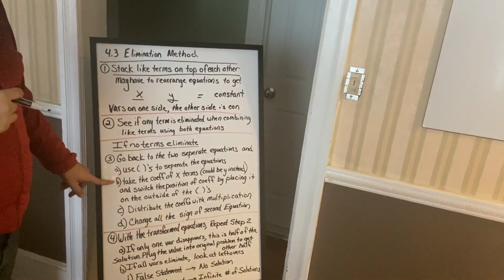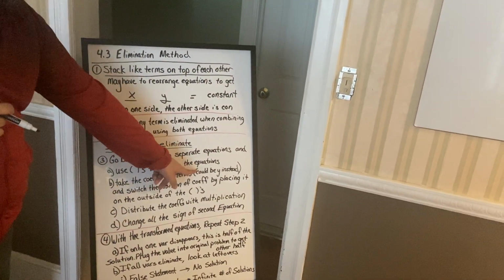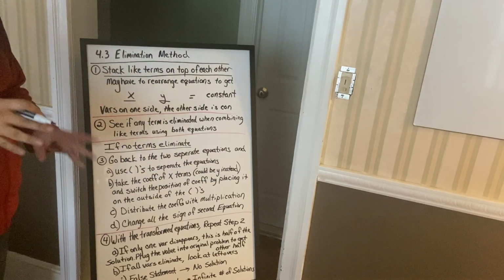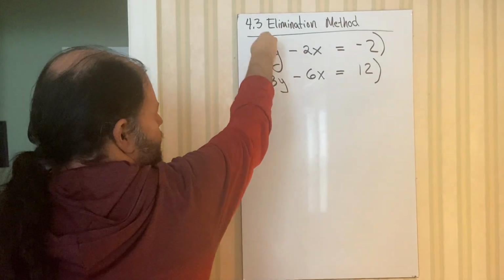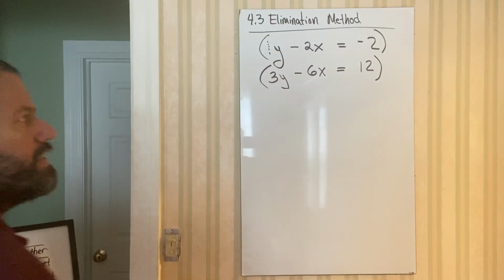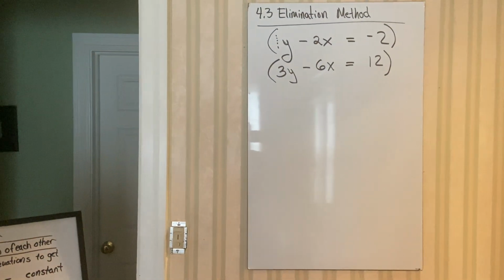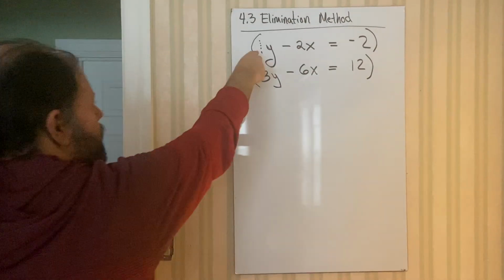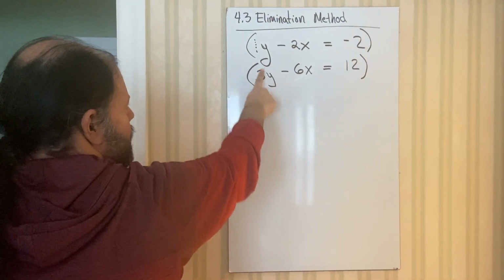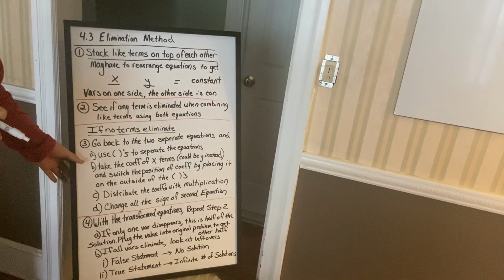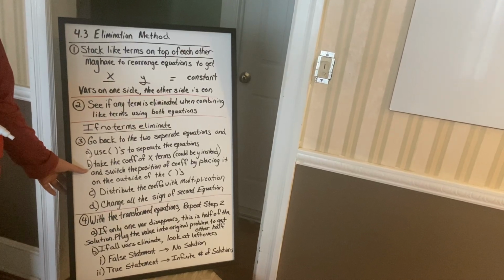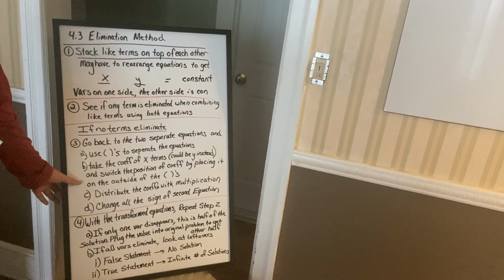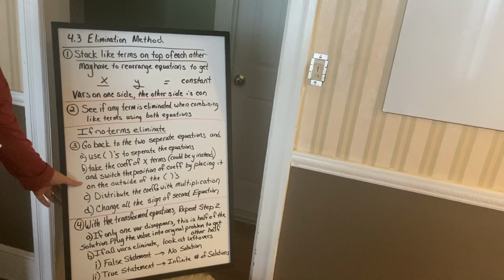Next part. Take the coefficient of x, or it could be y. It's whatever you feel more comfortable with. I usually grab whatever is in front here. Okay? So you can decide if you'd rather do x's or y's. Because the y's are in front in this one, I'm going to grab the coefficient of 1 and 3. So I told you, it could be x or y, whatever is in front. Now what I do is I switch the position of those coefficients. How? By placing them on the outside of those parentheses.